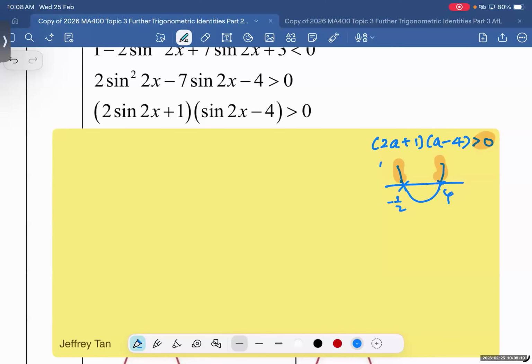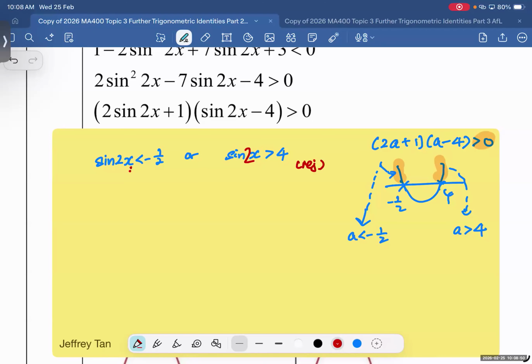Now after that, you see this portion here. It means that A must be less than minus half, or A must be more than 4. Then from here, that means sine 2x is less than negative half, or sine 2x more than 4. So sine 2x more than 4: sine 2x can only be between 1 and negative 1, so this is rejected for sure.